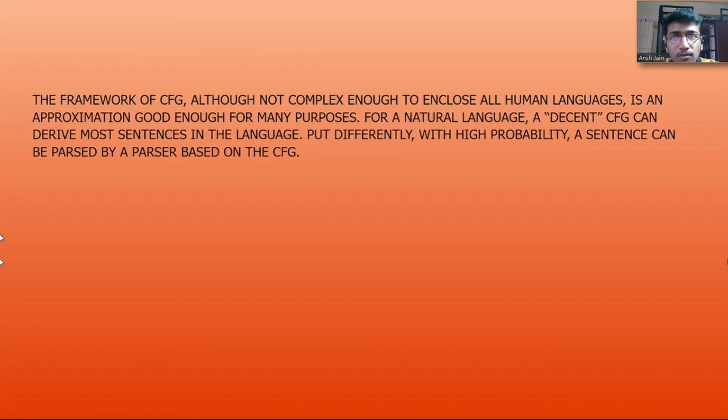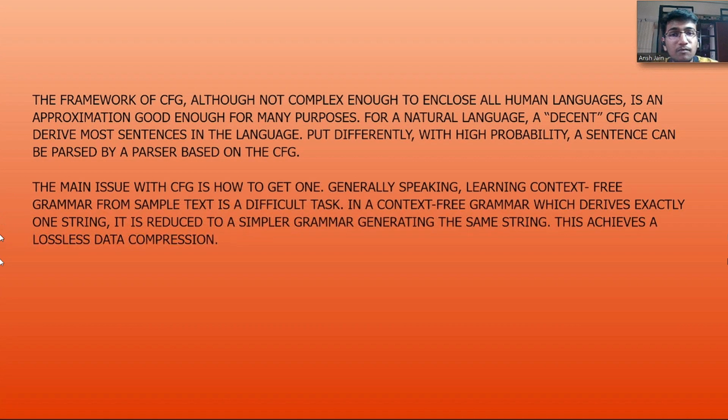Now let me explain the framework of FSG. Although the framework is not complex enough to enclose all human languages, it is an approximation good enough for many purposes. For a natural language, a decent CFG can derive most sentences in the language. Put differently, with high probability, a sentence can be parsed by a parser based on the CFG. The main issue with the CFG is to get it, generally speaking.